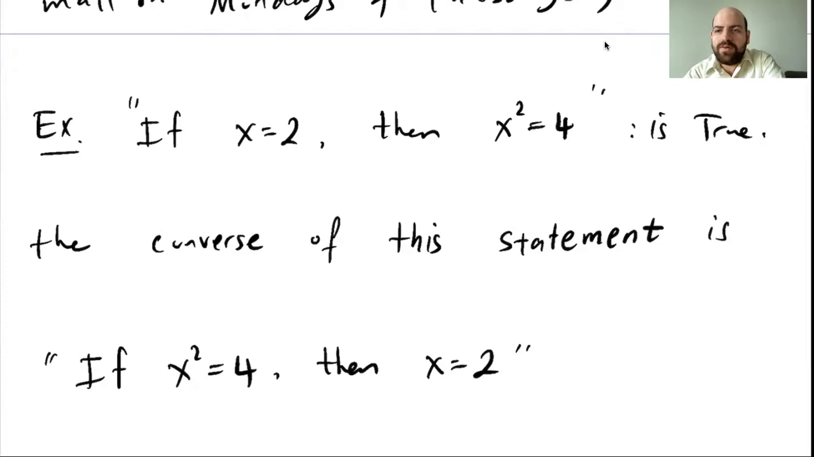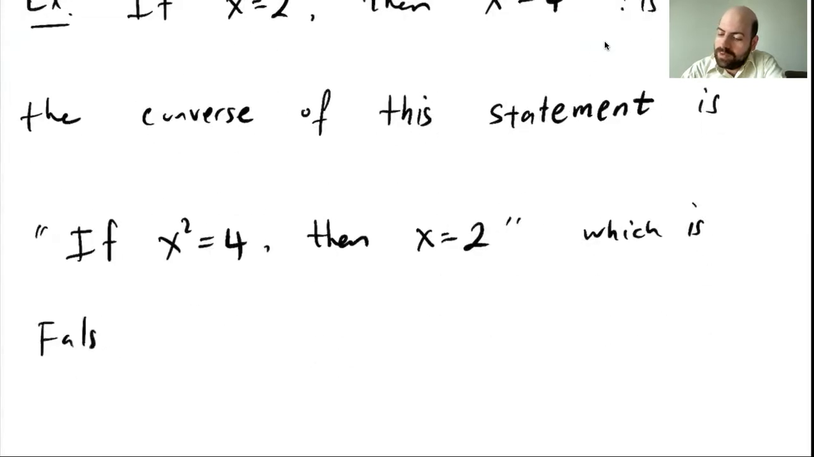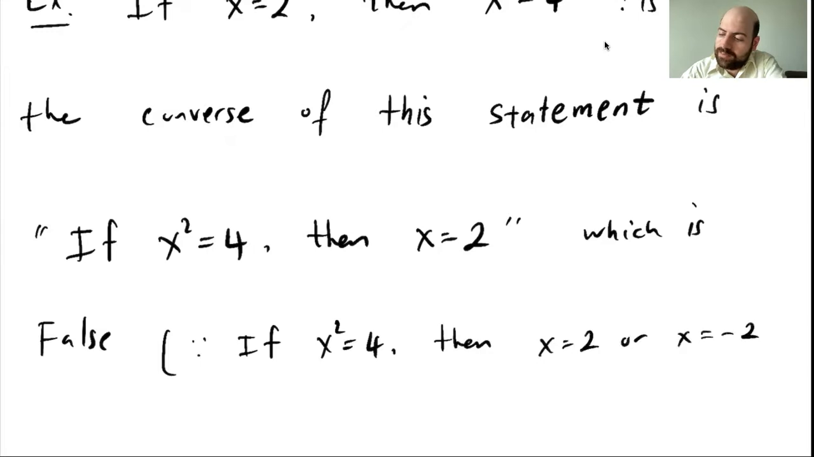If x squared is 4, then x could be 2 or minus 2, plus or minus 2, right? So if x squared is 4, I can conclude that x is equal to plus or minus 2, but I cannot conclude x is equal to 2. So this is false. The converse of this statement is false, again, because if x squared is 4, then x could be 2 or x could be minus 2.